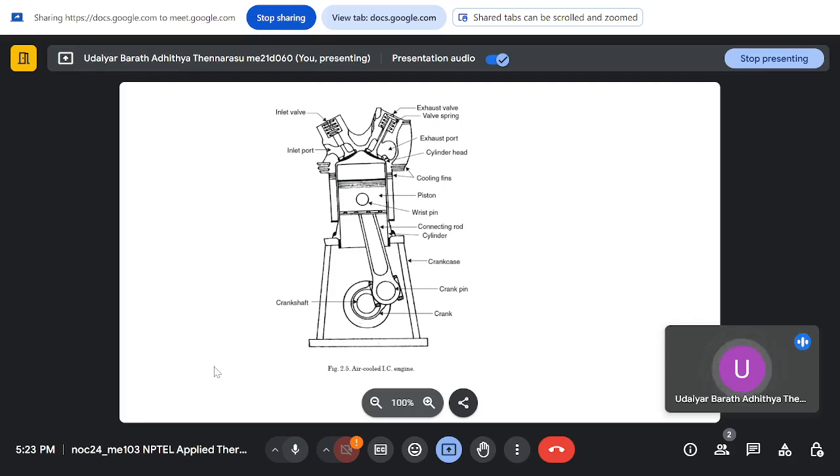This is how an air-cooled internal combustion engine works. We saw what the components in an internal combustion engine are: the cylinder, the piston, and on the outside the cooling fins, the inlet valves and outlet valves. The top is called the crown of the piston, and you have the crankcase, connected to which is a crankshaft, and the piston pin, called the wrist pin, and the connecting rod between the crankshaft and the piston. This is how the construction of an internal combustion engine is.